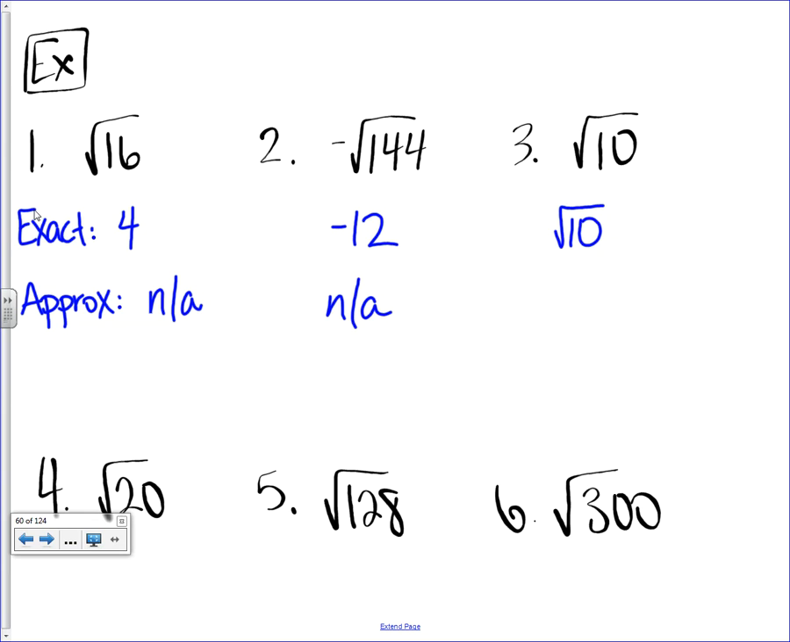That's exact. Now I want you to type it in your calculator, and I want you to give me the approximate answer. And I would like 1 decimal place, please. 3.2. Does everybody know where their square root button is on their calculator? Okay, wonderful. Let's go to the next one.